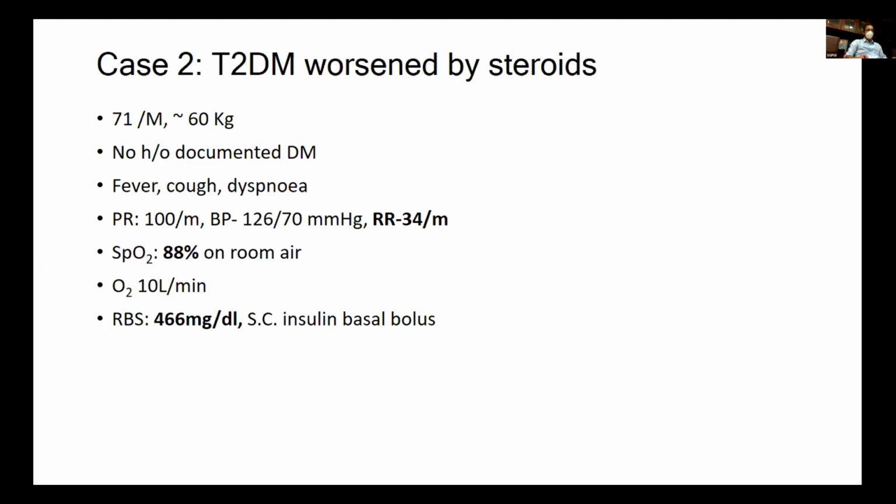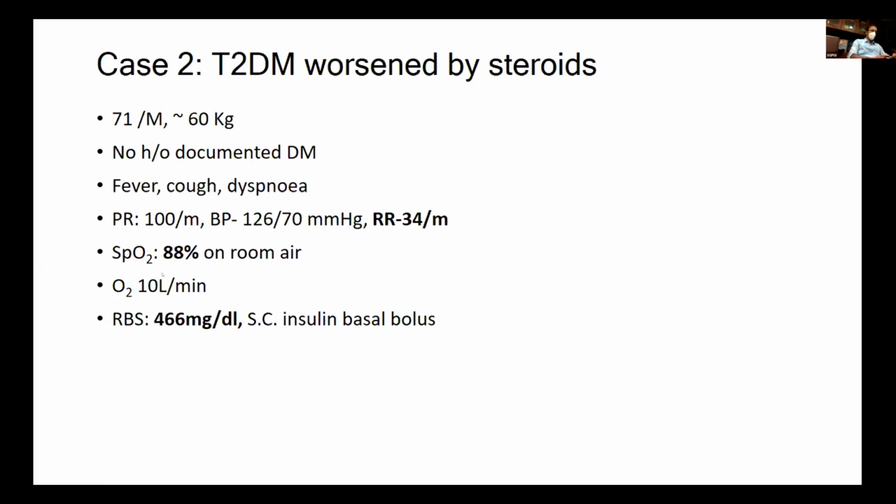This is a very common scenario nowadays where pre-existing type 2 diabetes is worsened by steroids. So this is a second case, very classic nowadays, which was admitted in our COVID hospital. He did not give us any history of diabetes. He presented with fever, cough, dyspnea, and tachypnea. He had low oxygen saturation at room air at admission. So he was put on oxygen, and at admission, when we checked his blood sugar, it was 466. So we started him on insulin.